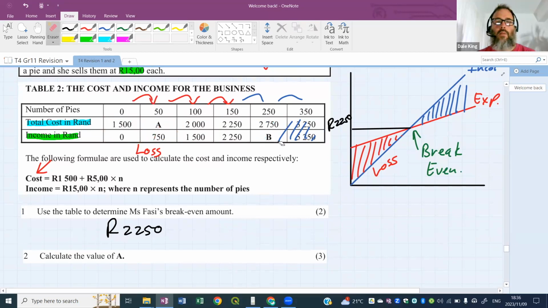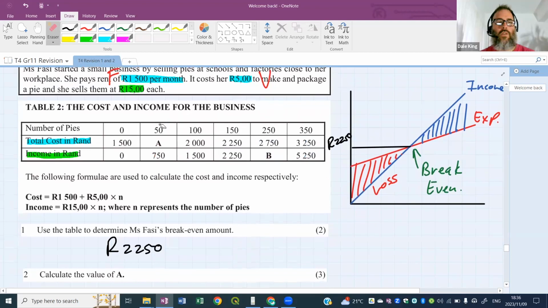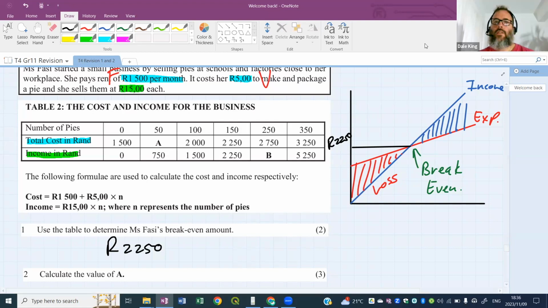A is in the table. Calculate the value of A in this table here. I don't need to scroll up. You've got everything you need right there. I'll give you 2 minutes to work out what is the value of A in this table. You can quickly work it out.